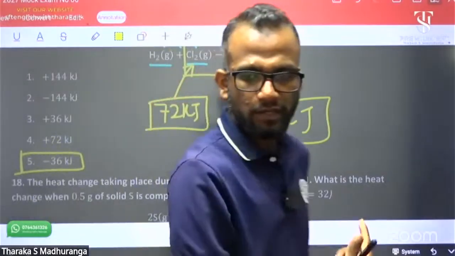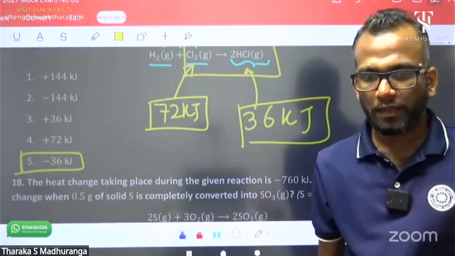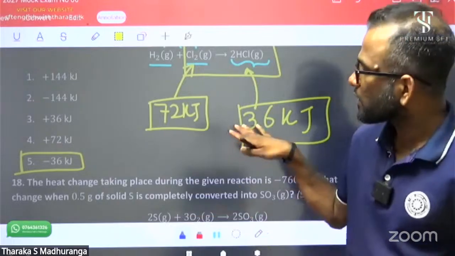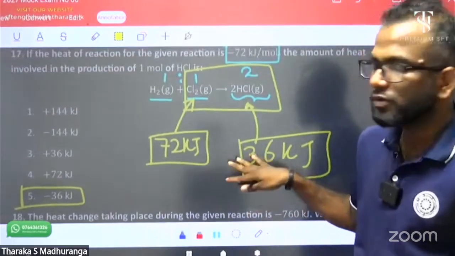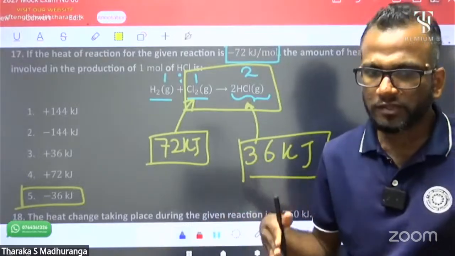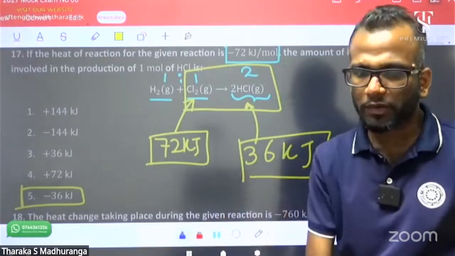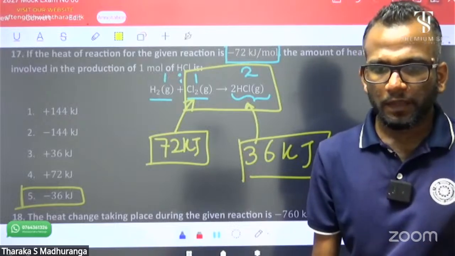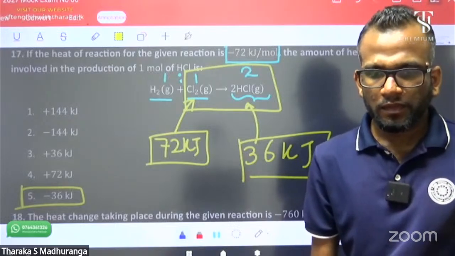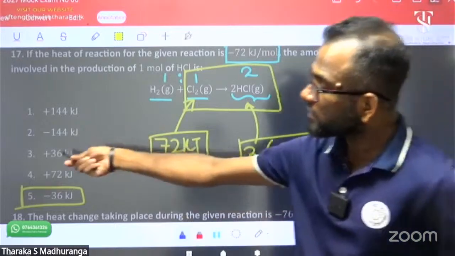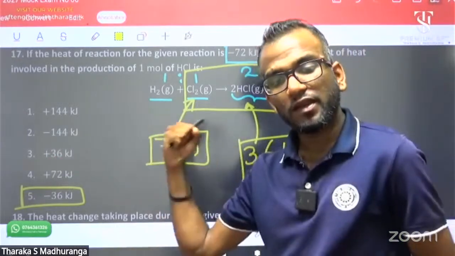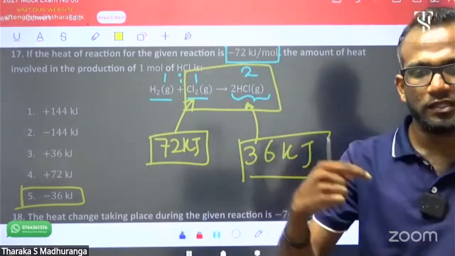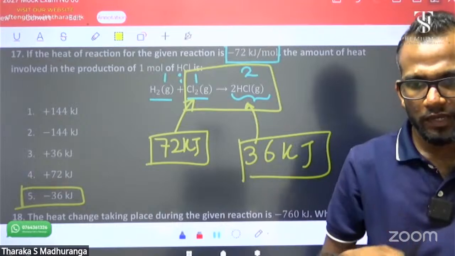Do I need to explain again? Yeah, very good question. Thermochemistry, a maximum advanced question. Why is it not plus 36? Because the reaction is exothermic. That's why the heat of reaction is minus. Clear?